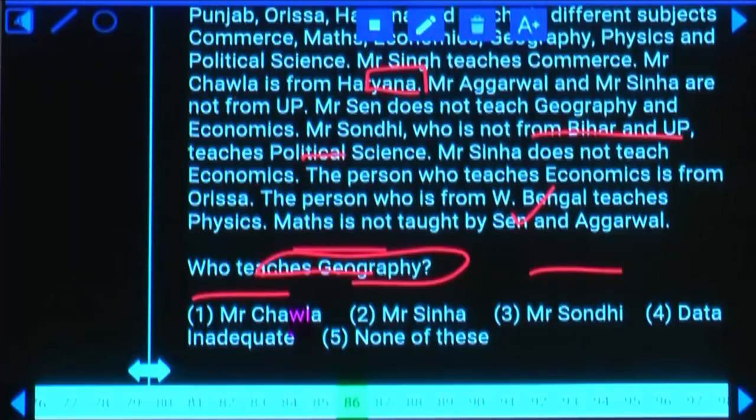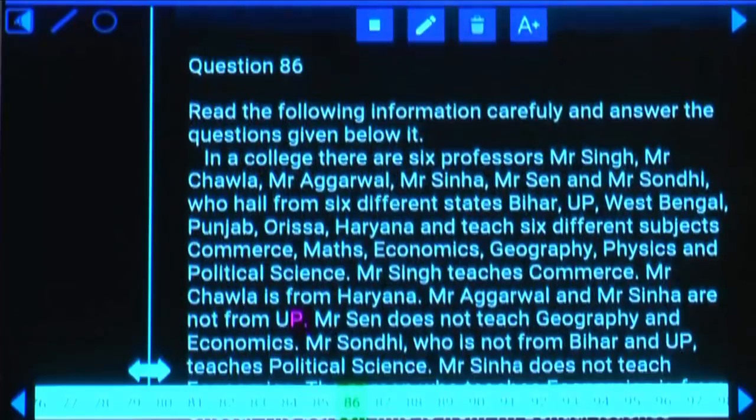86 to 90? Yes, 86 to 90 and 91 to 95. Tell me, any doubts in this? Tell me, which one should I explain out of this? Question numbers. Yes, come out with the numbers first. 86 to 90, 91 to 95, 96 to 100. Which one should I explain out of this?